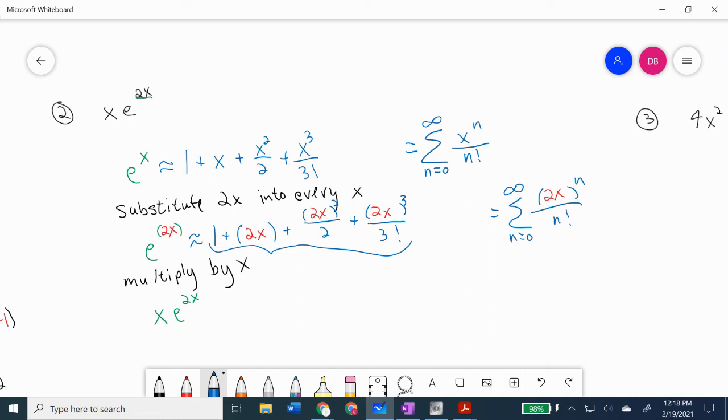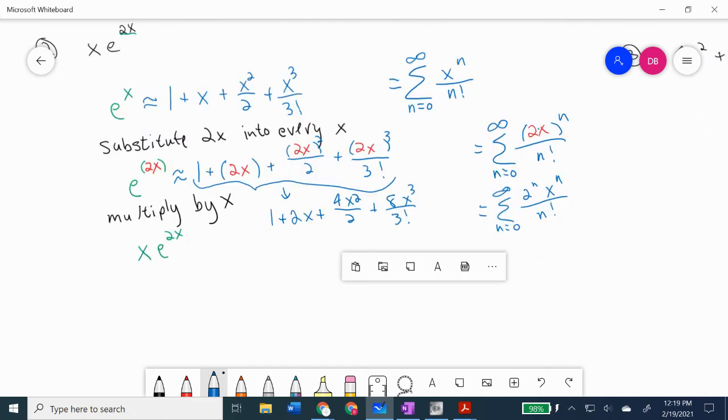I'll keep going. This is 2 squared x squared, 2 cubed x cubed, and you can simplify those coefficients, but right now I'm just going to keep moving on. In the sigma form, you need to distribute the exponent over multiplication so that you have 2 to the n times x to the n, and that would be considered simplified.